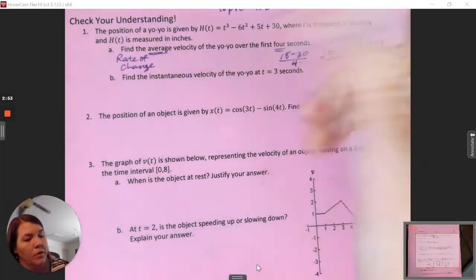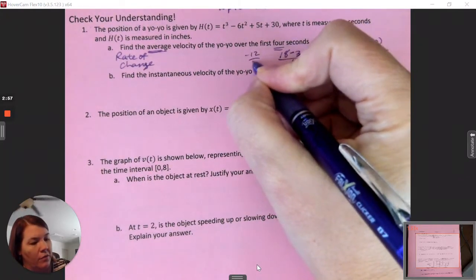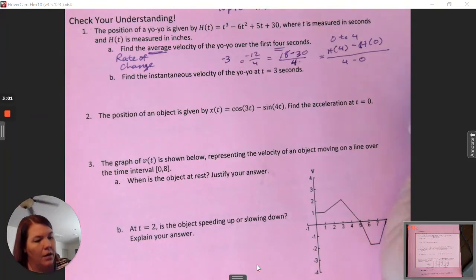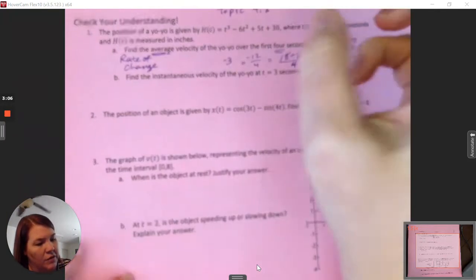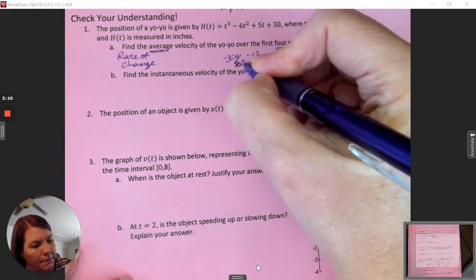All right, so then I've got 18 minus 30, which is negative 12 over 4, which is negative 3. Average velocity, t is measured in seconds, and h of t is measured in inches. So this is inches per second.